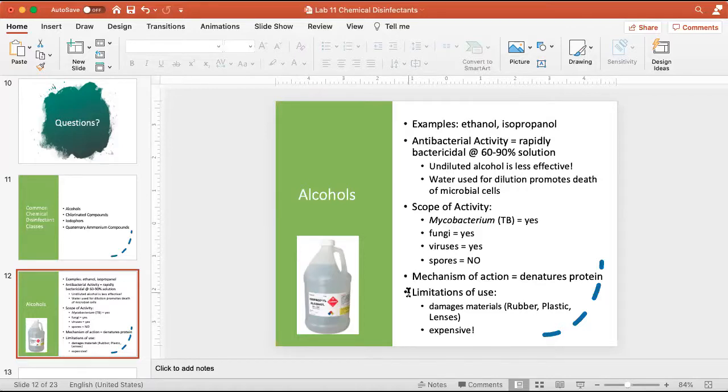Now, regarding limitations for alcohol, because there are a couple. Number one is that it does damage certain materials. And you probably already have a sense of this. Alcohol is very drying.